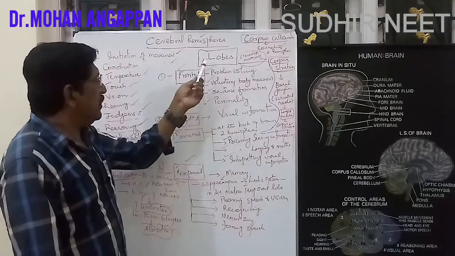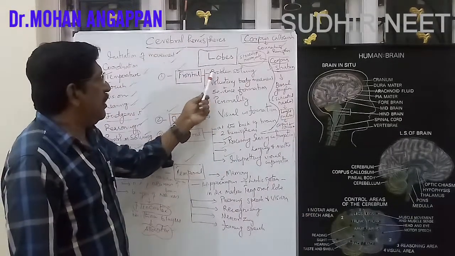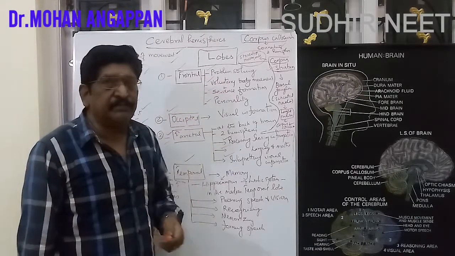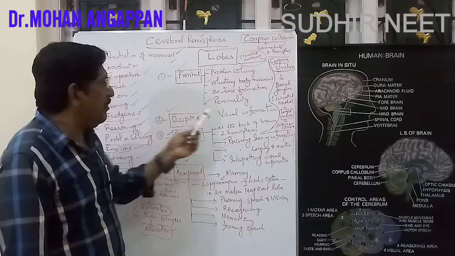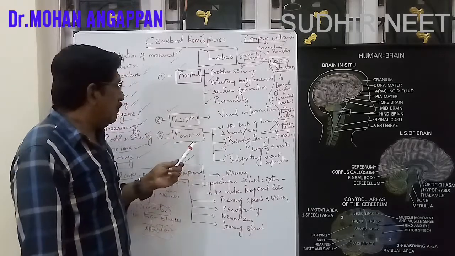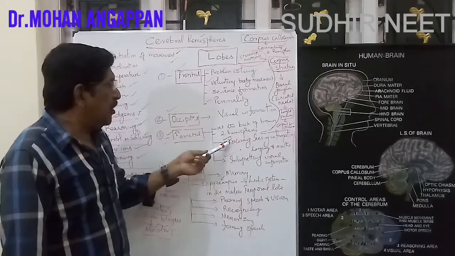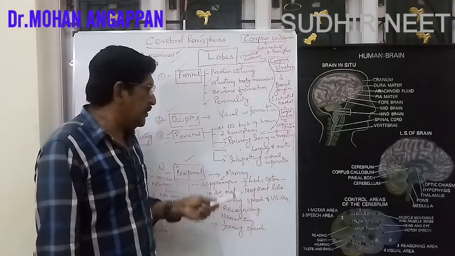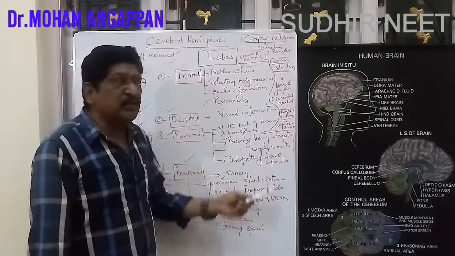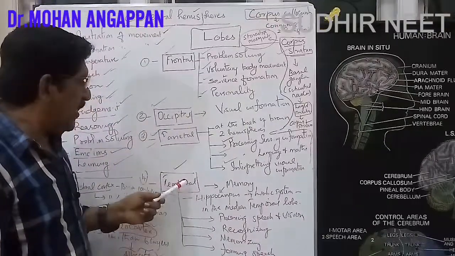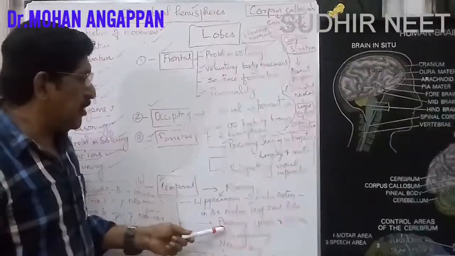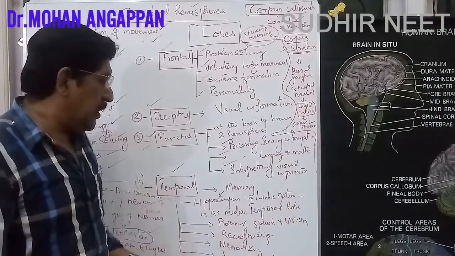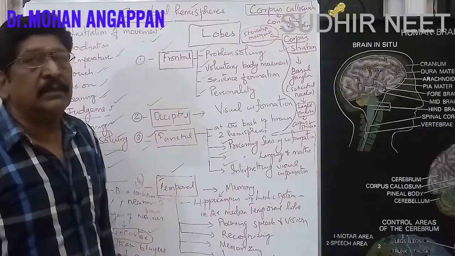So to summarize, the frontal lobe: problem solving, voluntary body movement, sentence formation and personality. And then the occipital lobe for visual information, the parietal lobe for processing sensory information, processing language and mathematics, interpreting visual information. And finally the temporal lobe is for memory, processing speech and vision, recognizing, memorizing and forming speech.